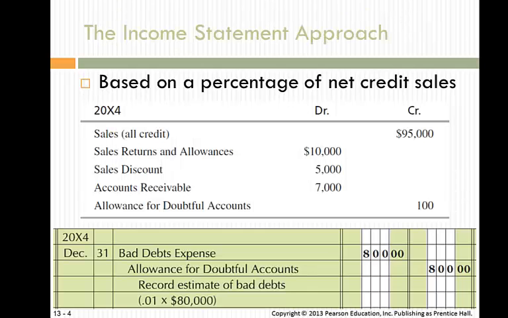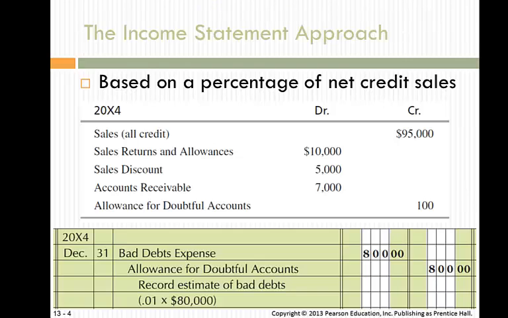First, let's look at the income statement approach. It's called the income statement approach because it uses net credit sales, which is listed on the income statement. In this example, the company estimates that 1% of its net credit sales will be uncollectible.